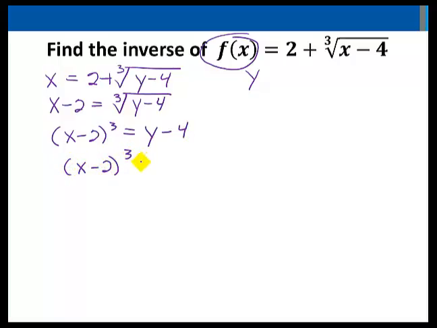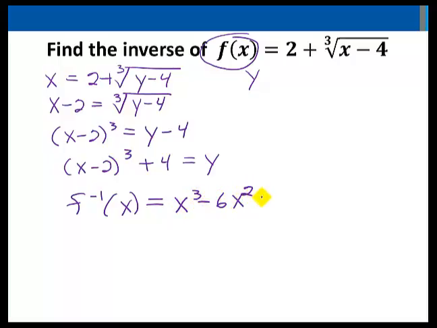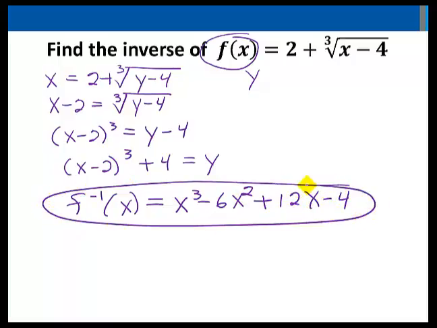giving me x minus 2 cubed plus 4 equals y, and then I will actually rename this as f inverse of x, and if we expanded the x minus 2 cubed and added 4 to that, we would have x cubed minus 6x squared plus 12x minus 4. You can try that on your own if you like.